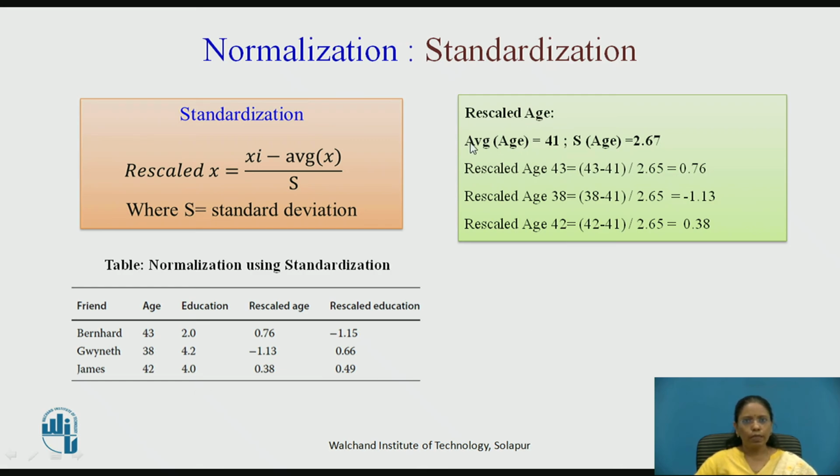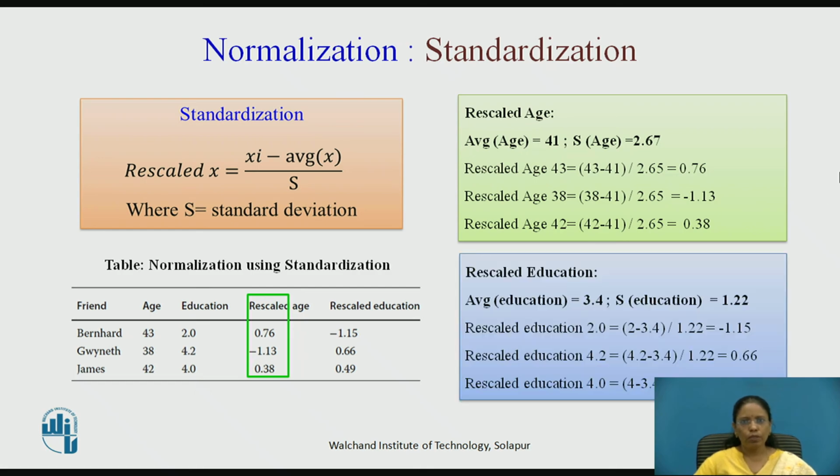How? For rescaled age, the average age is 41 and the standard deviation is 2.68. So rescaled age for 43: xi is 43, minus the average of x, which is 41, divided by the standard deviation. The standard deviation is 2.67, so it is 2.65. I think here I made a mistake. So it's 2.65, and the value comes to 0.76. Likewise, I can calculate all the other values and put them in the table. So here you can see the values obtained are between minus 1 and plus 1. Again, if I calculate the rescaled education, I get values between minus 1 and plus 1.